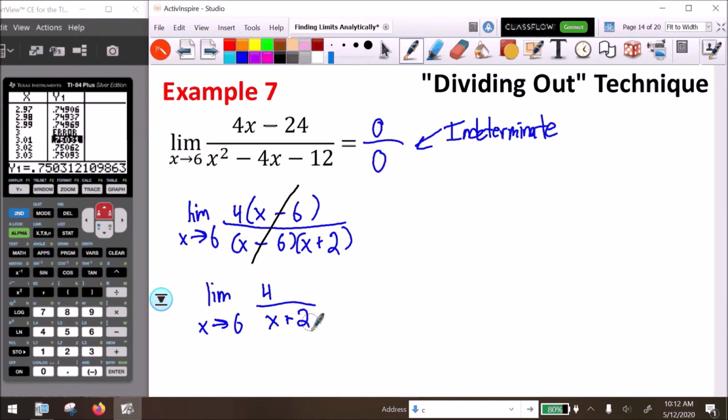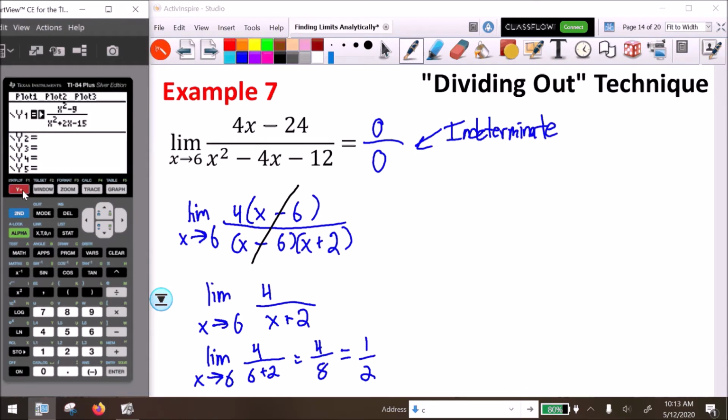This can be solved with direct substitution. We're just going to directly substitute in a 6 for x. We have 4 divided by 6 plus 2 is 8, so this is equal to 1/2 or 0.5. And I can verify that on my calculator just to check my work. So I'm doing 4x minus 24 in the numerator, in the denominator x squared minus 4x minus 12.